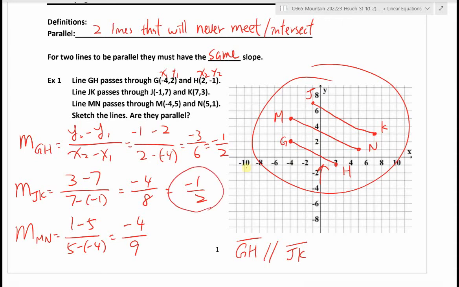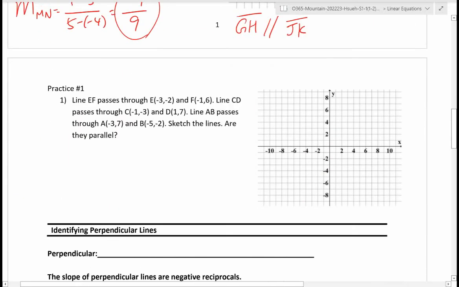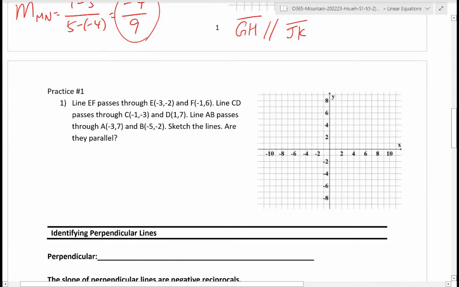Okay, and the reason why they look kind of close is because you can see these two values are actually quite close. Okay, so your turn to try. You don't really need to sketch them if you don't want to. It's always nice to practice graphing lines, but you can definitely find the slopes algebraically or just evaluate it and then see if they're parallel.